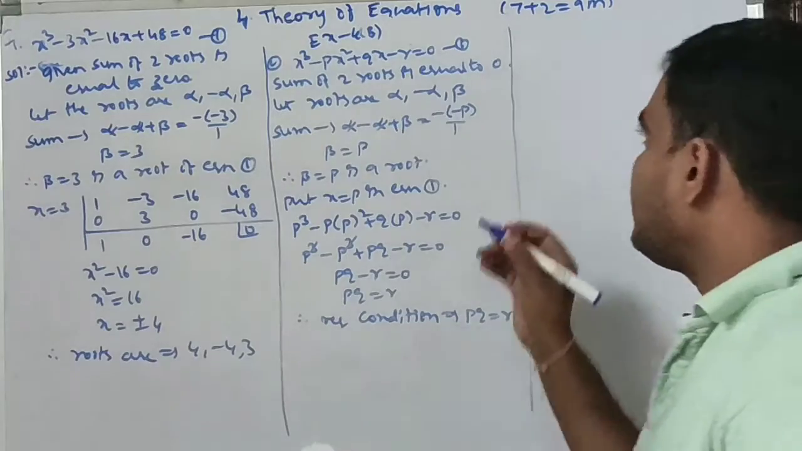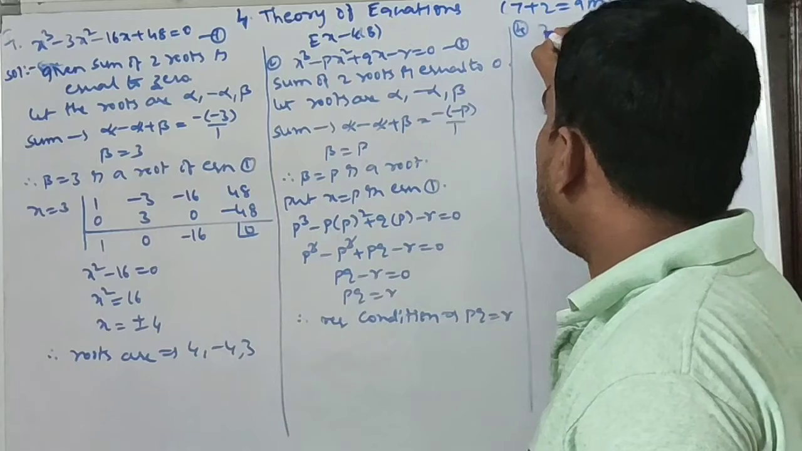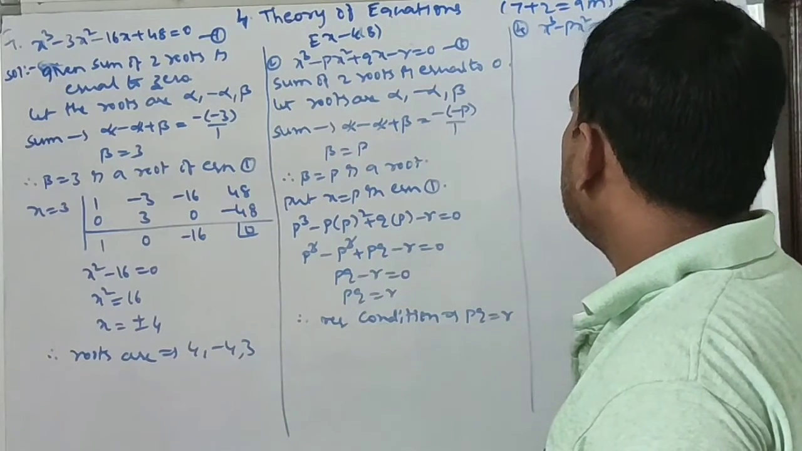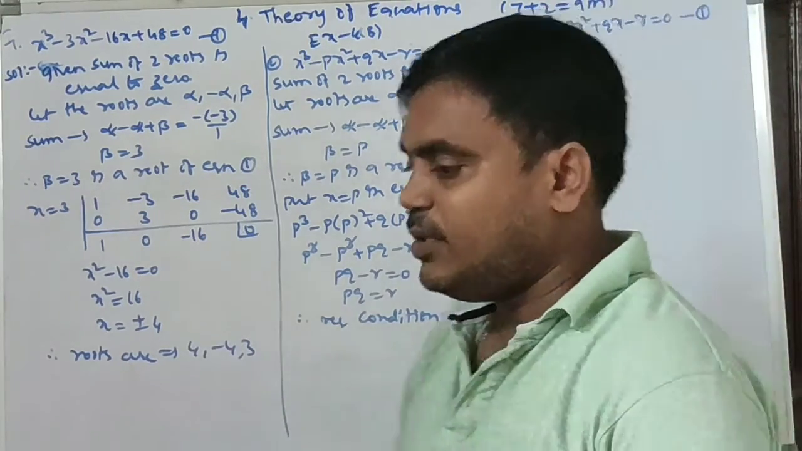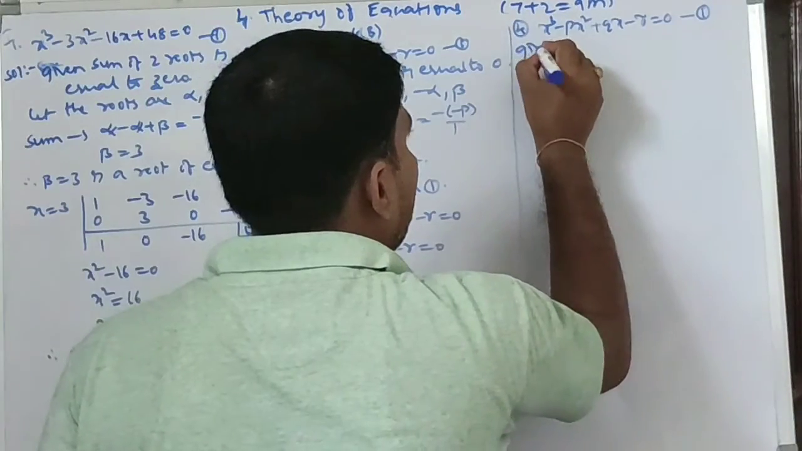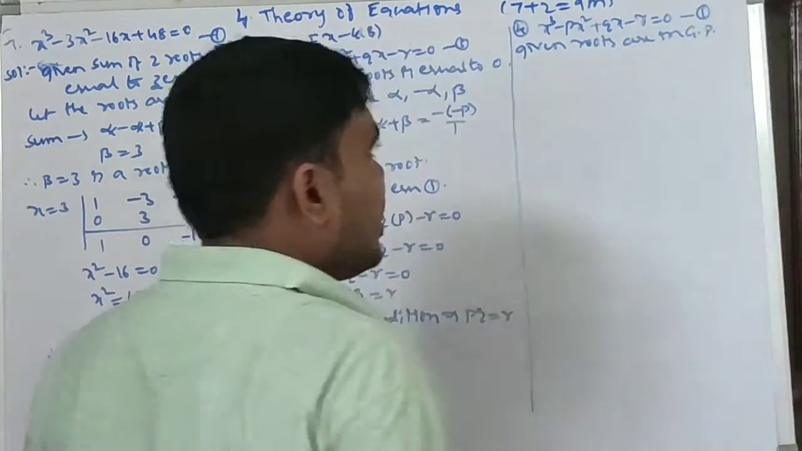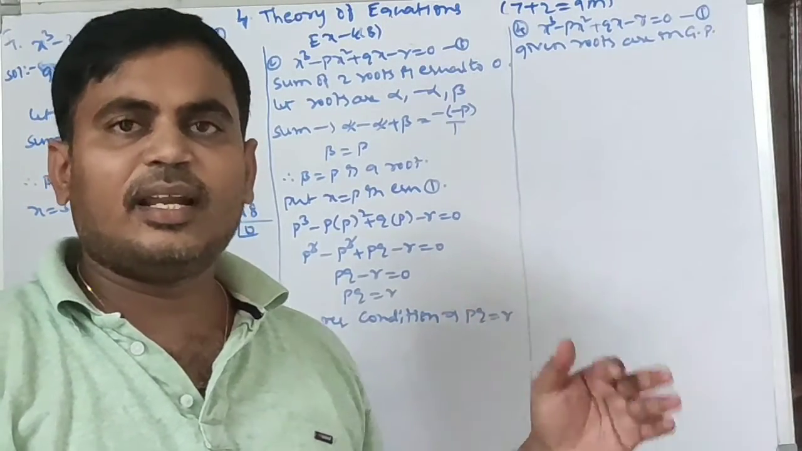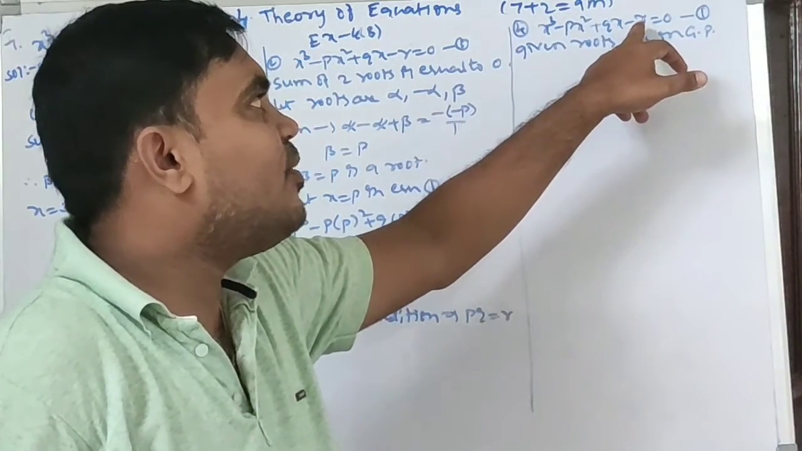Find the condition that x cube minus px square plus qx minus r equal to 0 may have the roots in GP. If roots are in GP, we should take the roots as we previously took, a by r, a r. But here r already is in equation 1.